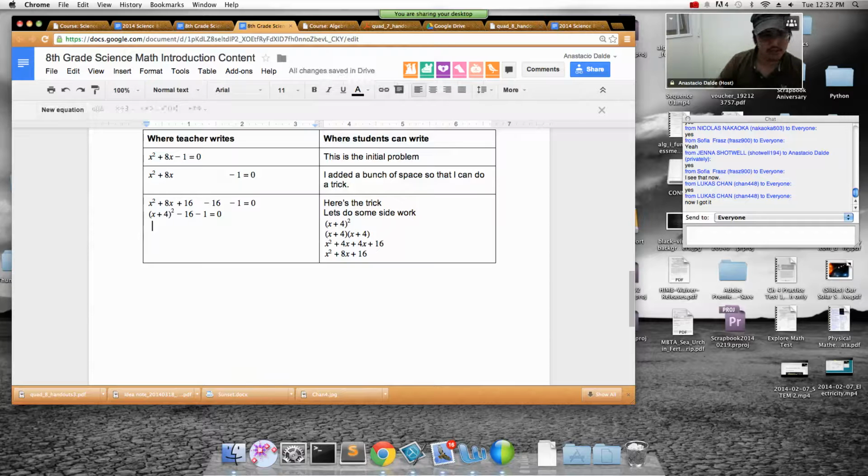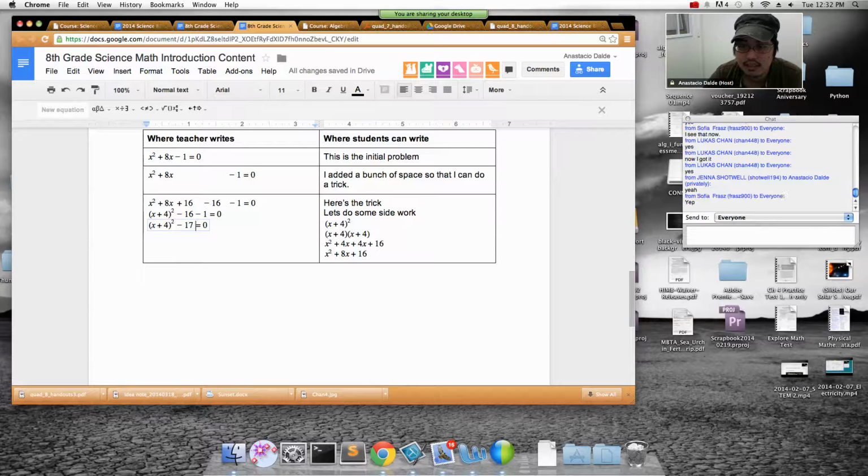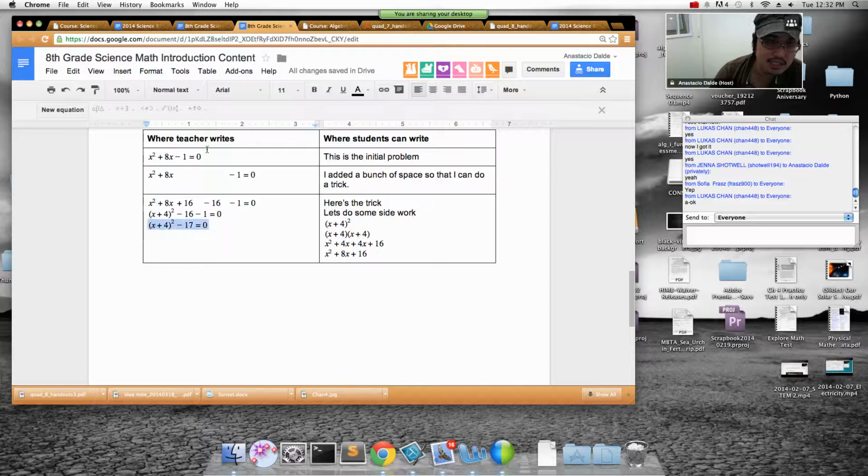You know what, I'll just go like this. Is it all right if I just do this? You guys like that? Sure, because negative 16 and negative 1, those are just negative 17. We're good with that. Okay, I see that. I understand that. So look, we've successfully changed this equation into this new equation. You see that?